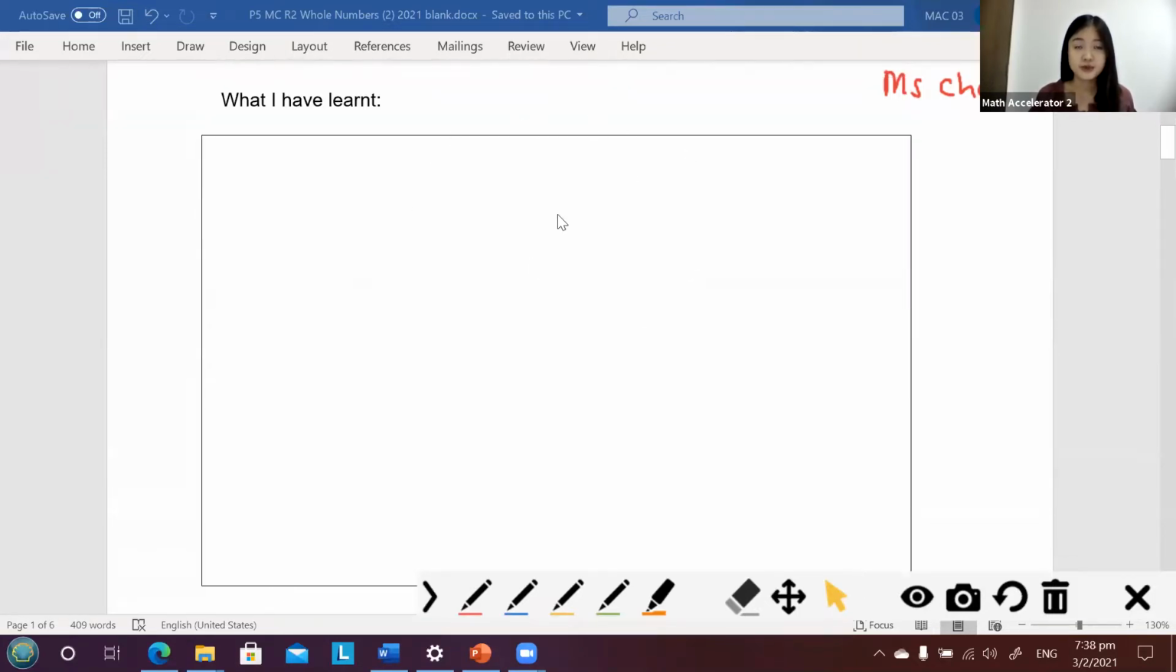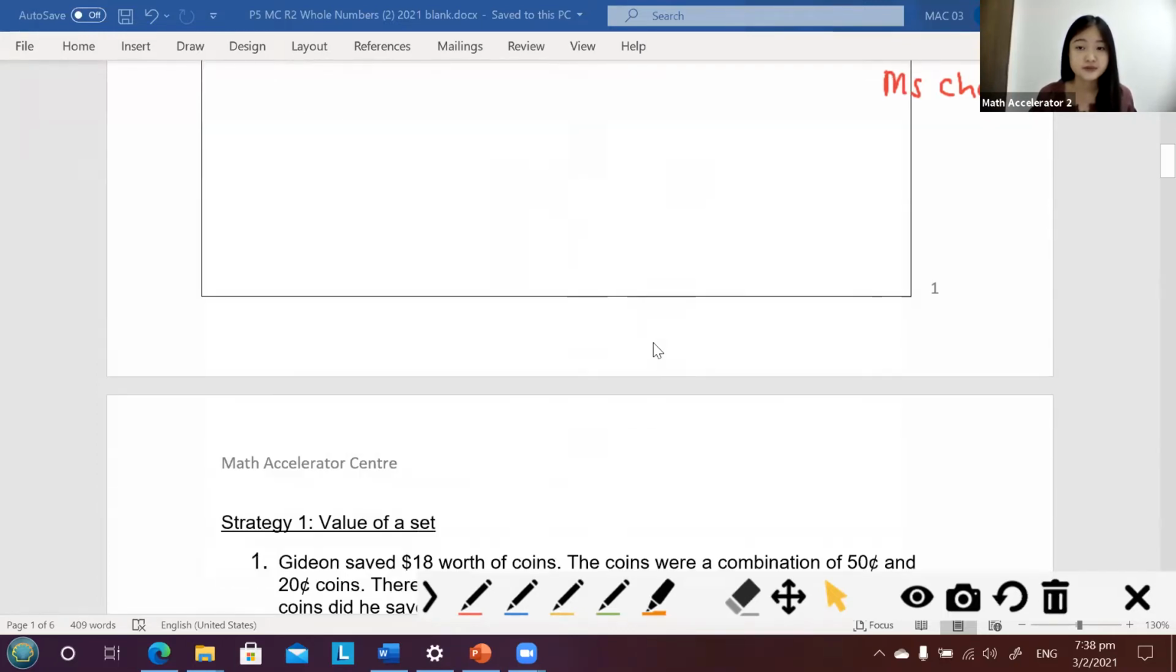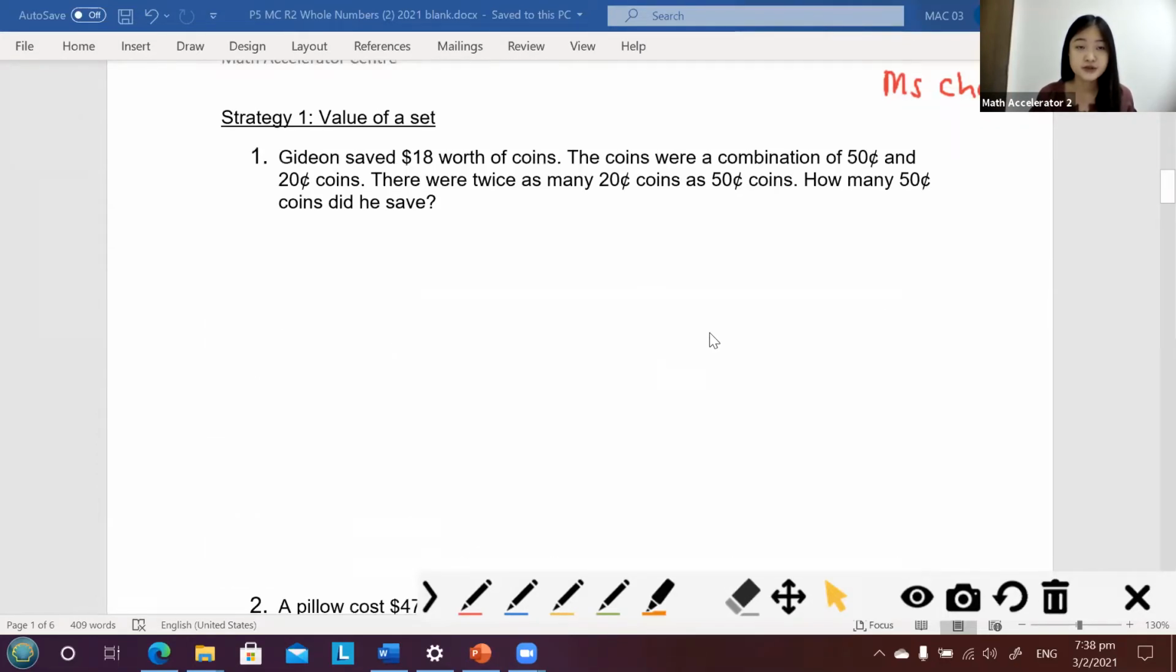Over here, there's this box. If you have anything that you feel that you've learned and you don't want to forget it, you can also write it down in this box here, so you can have everything together with you to study before your assessments. So let's go to the first question.